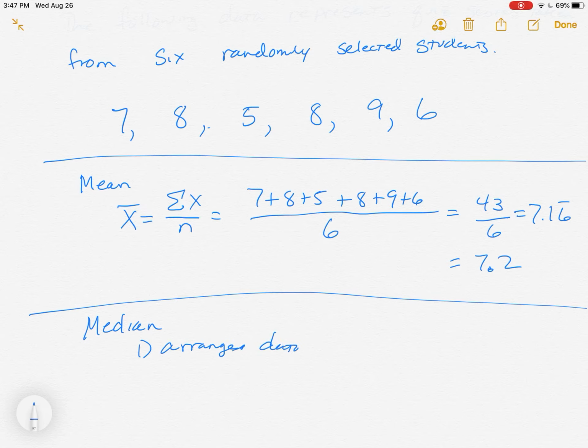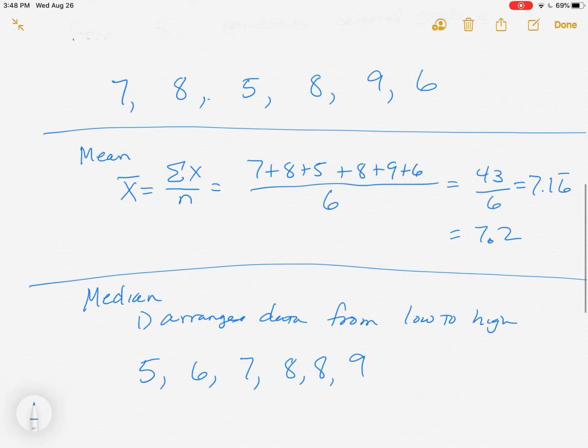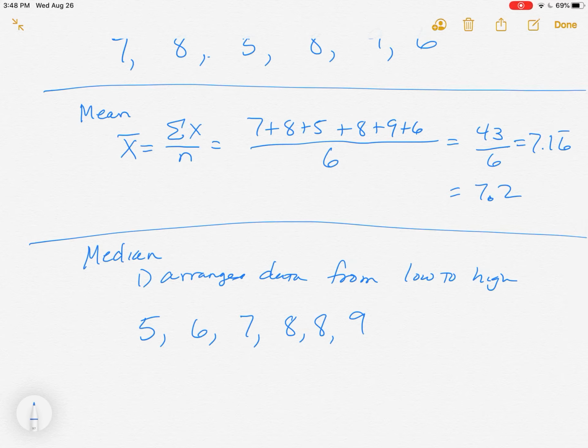Arrange data from high to low, or from low to high. High to low would work as well. But the lowest value is a 5, followed by a 6, followed by a 7, followed by 2 8s, and then there's a 9. And there's my 6 pieces of data. The median is literally the value that lies right in the middle.